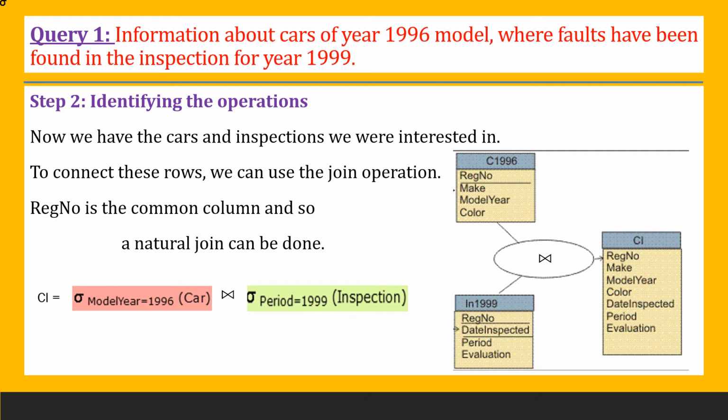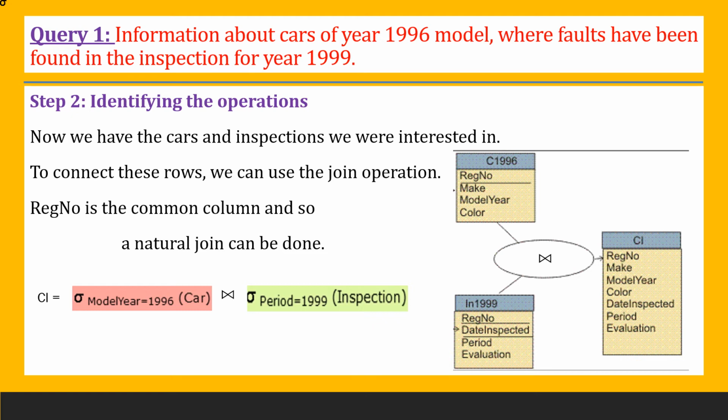Now we have the cars and inspections we are interested in. To connect the rows from these two tables, we have to make use of the join operation. When we look at these two tables, we can see that the register number is the common column, and so we can perform a natural join between these two relations. To combine two relations, we have to perform a join operation.